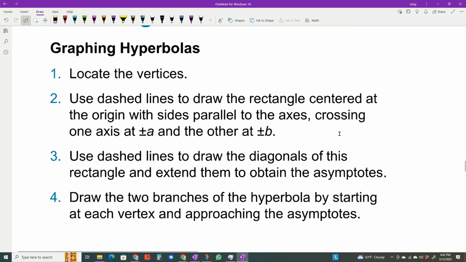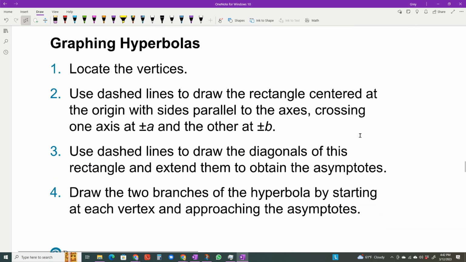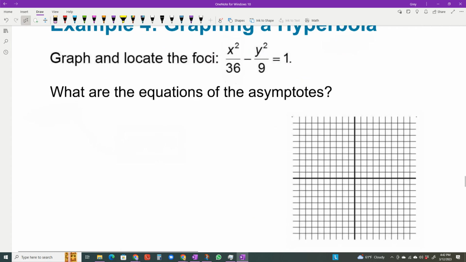If you want to pause and write down the steps to graphing, you can, but I'm going to go ahead and do it, and you can see it. So, graph and locate the foci for x squared over 36 minus y squared over 9 equals 1. What are the equations of the asymptotes? So first and foremost, my center. My center is at 0, 0. So I'm going to plot 0, 0.